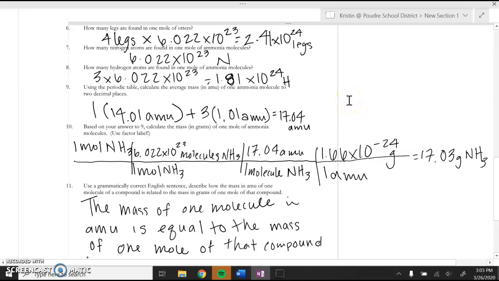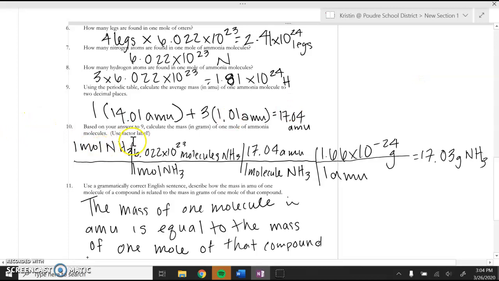Anyway, back to number 9. We're looking at the periodic table and we want to know the average mass of one ammonia molecule. There's one nitrogen, and 14.01 atomic mass units is the mass of a nitrogen. There's 3 hydrogens, that's where our little 3 is coming from, and each hydrogen is 1.01 atomic mass units. So that gives us 17.04 atomic mass units as the average mass of ammonia.